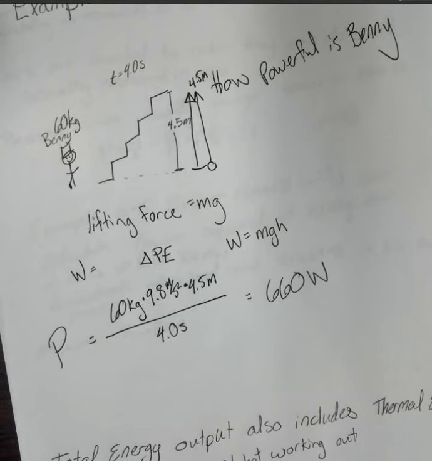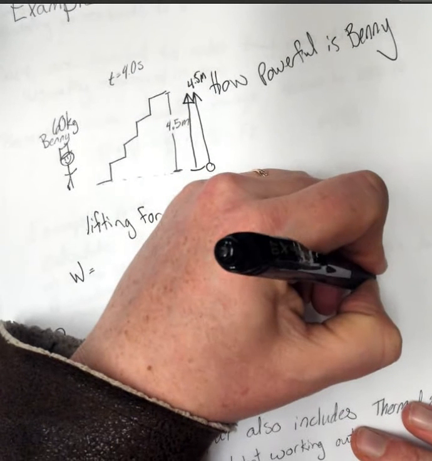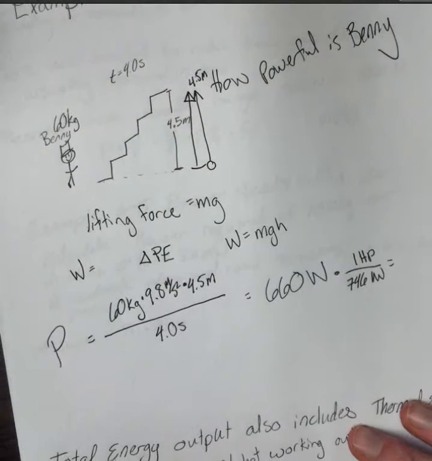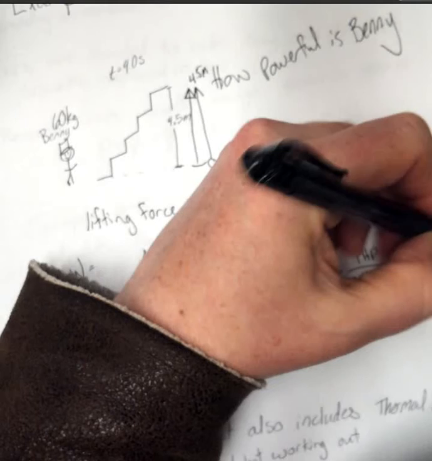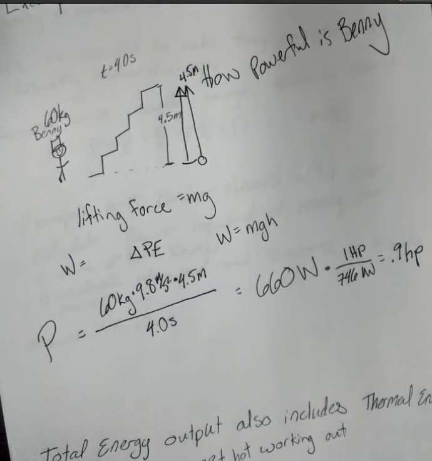for the lifting. If we wanted to convert that into horsepower, then we would say 746 watts are in 1 horsepower. So it's actually going to be even less than 1 horsepower. So Benny is less powerful than a horse in this form. 660 divided by 746 equals about 0.88 or 0.9 horsepower. So Benny is almost as powerful as a horse in this situation. But this is his lifting power.